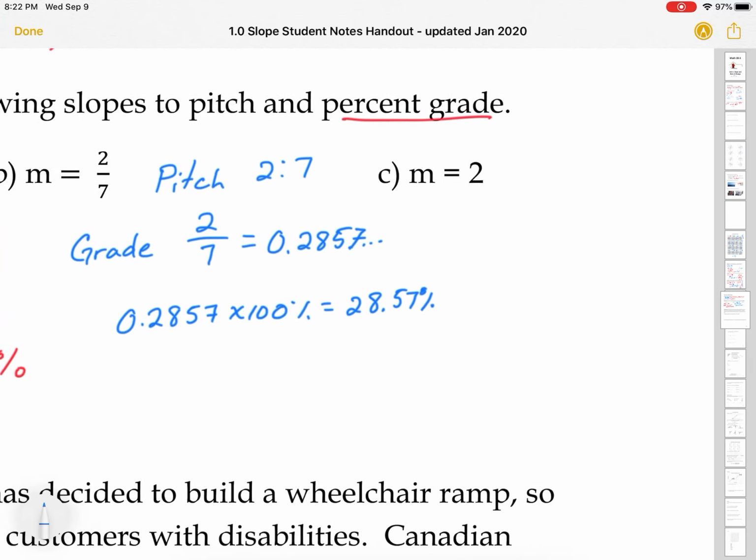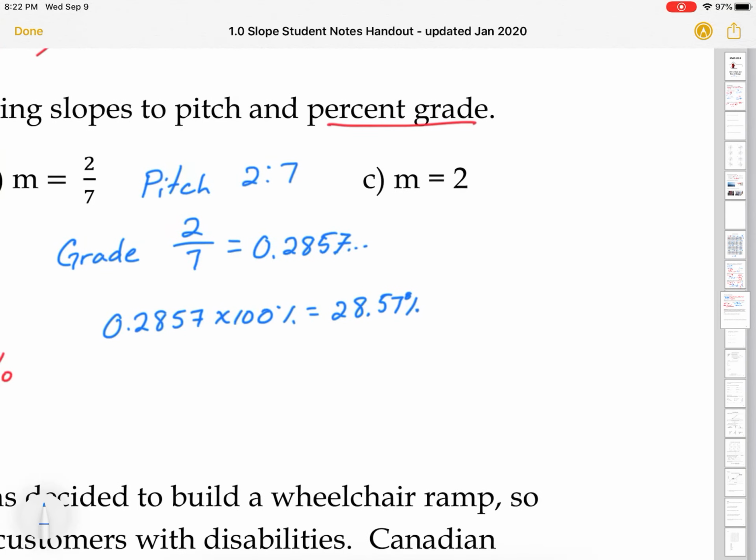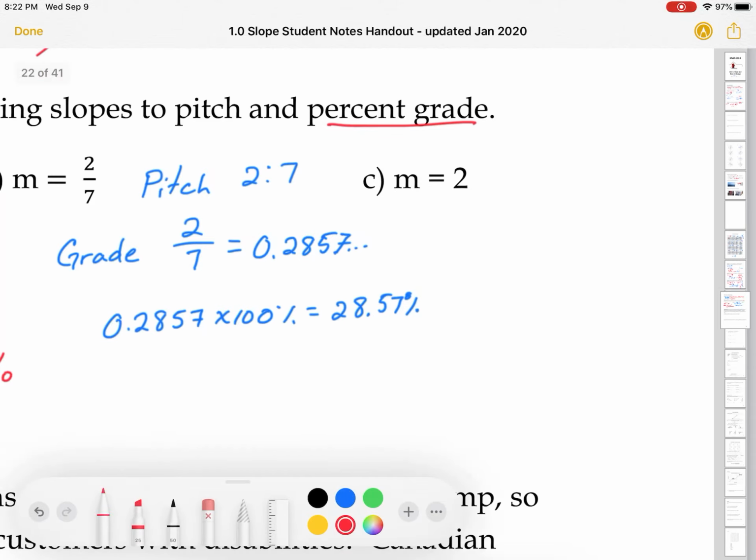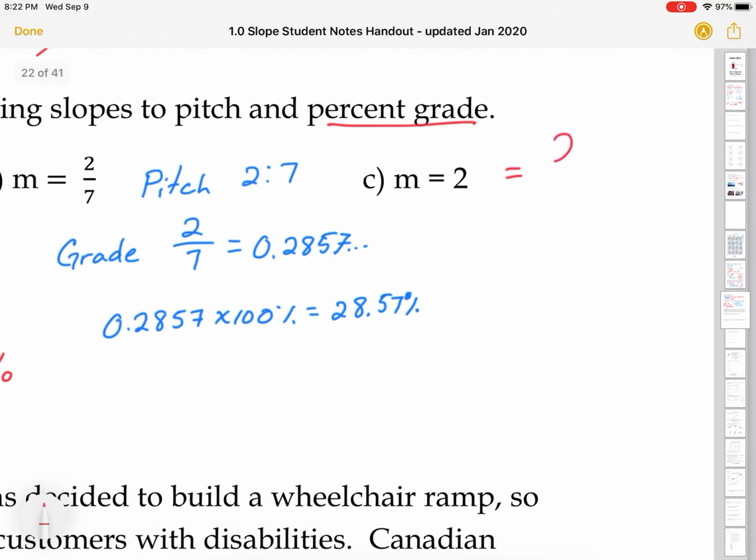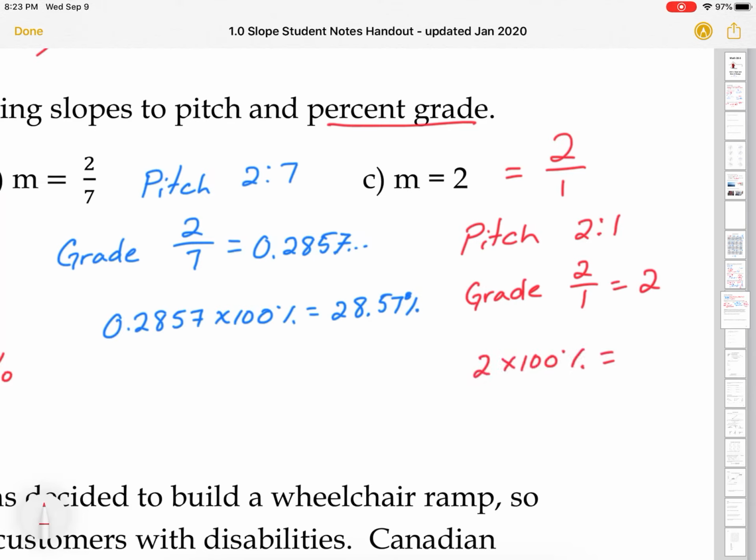Often questions will tell you how many decimal places. Now, if I have a slope of 2, remember that's the same as 2 over 1. It's just divided through, and we get a slope of 2. So for pitch, it's a ratio, and it'll be 2 to 1. For grade, I'm going to go 2 divided by 1, which is 2. And then I take the 2 times 100%, and I'm going to get 200%.